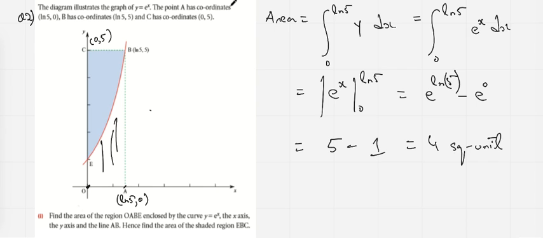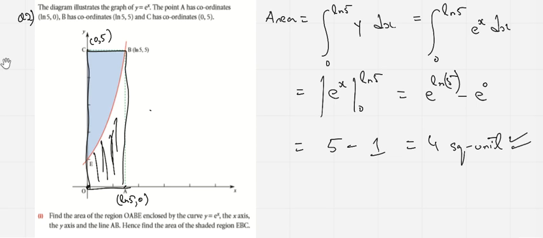That's it. Now we come to the next part of this question. It says that once you find the area of OABE, find the area of the shaded region EBC, this purple shaded region. We have to find out the area of this region. So how do we do it? You see that this is the full complete rectangle. If I find the area of this rectangle and subtract the area of the region that I have just found, I'm going to get the area of the purple region, right? So that's the concept we are going to use here.